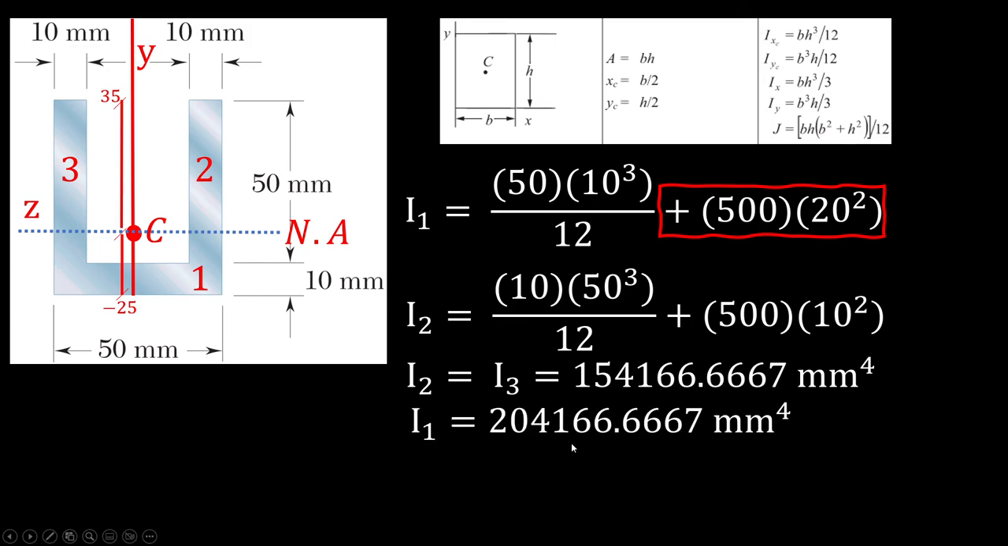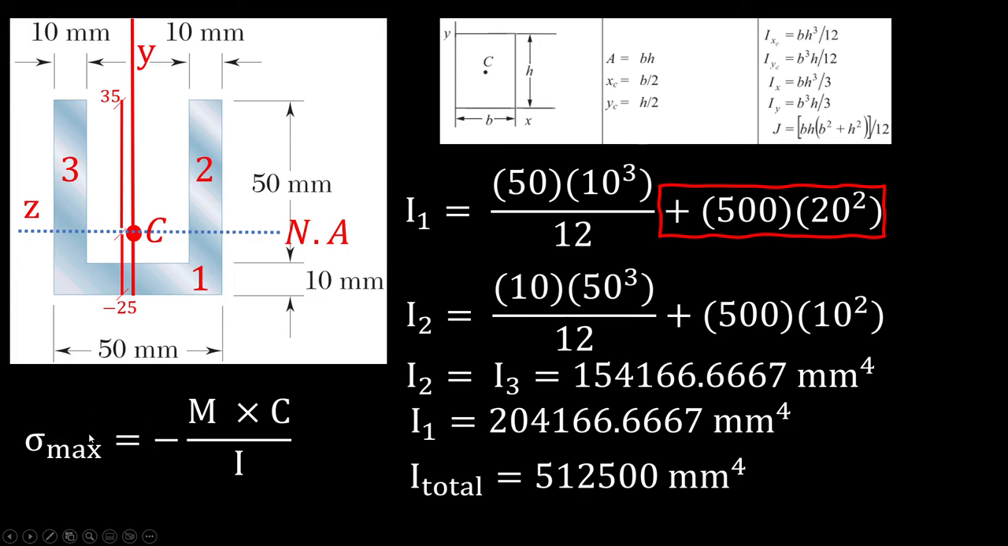And for I sub 1, you will get this value. So now we will add up I sub 1, I sub 2, I sub 3, all of which are found with respect to the centroid of the cross section. So the I total will give you this value. All right, so now going back to our original equation to find the maximum stress. We were able to find the centroid of the cross section and the distance between the centroid and the top and bottom of the beam. And now we found the area moment of inertia for the cross section with respect to the centroidal axis.